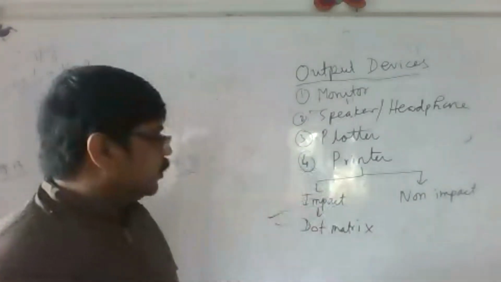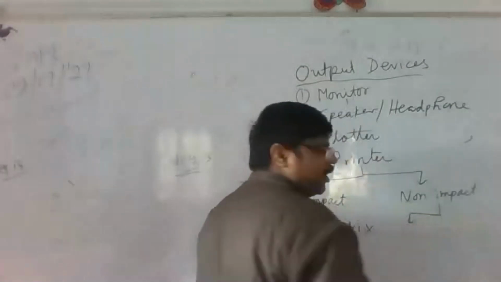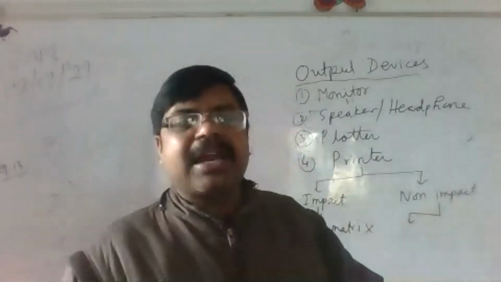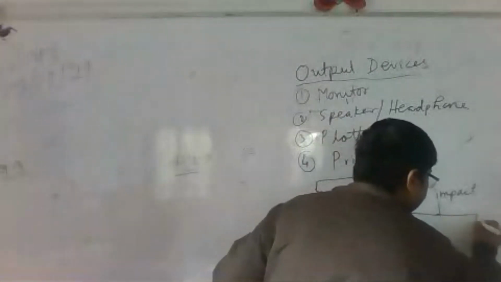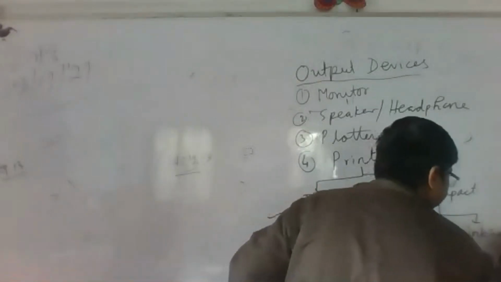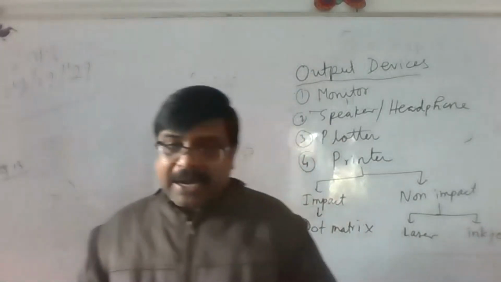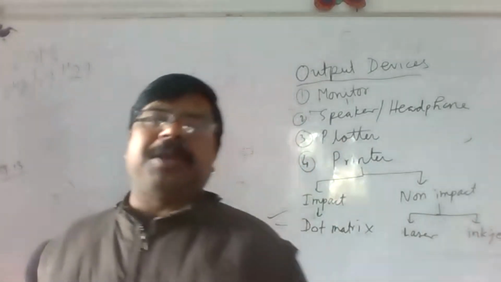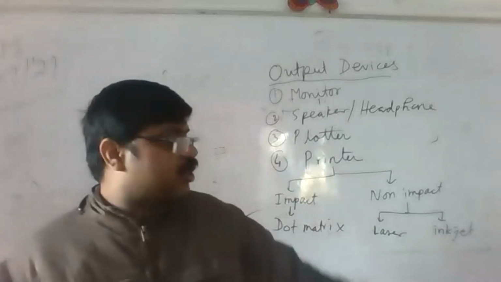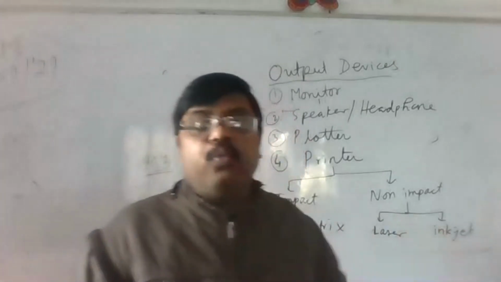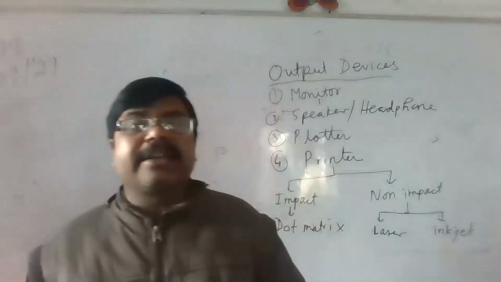Now the next one, that is your non-impact printer. Here you have the corner printer, but the best printers that we are using nowadays are laser and inkjet. Laser is expensive as compared to inkjet, but the speed of inkjet will be very slow as compared to laser. But using the inkjet printer, you can get a colorful result.